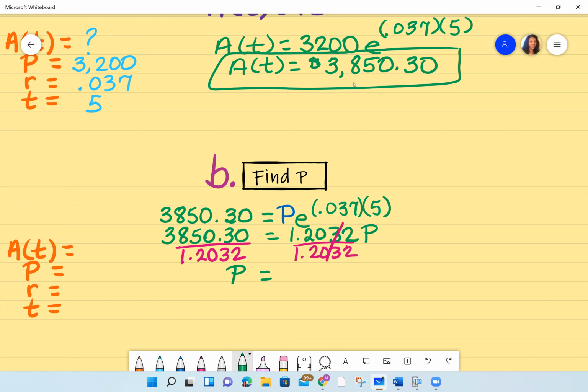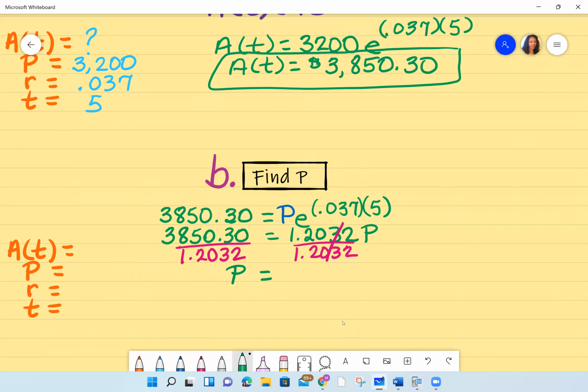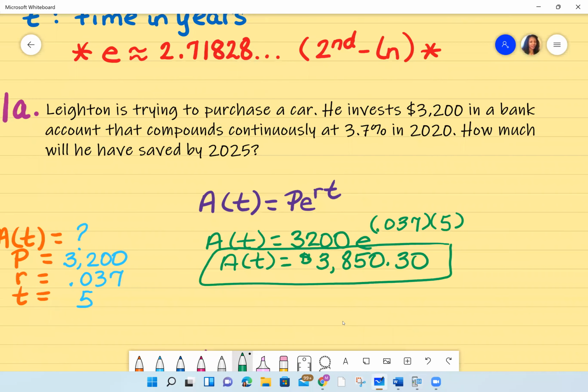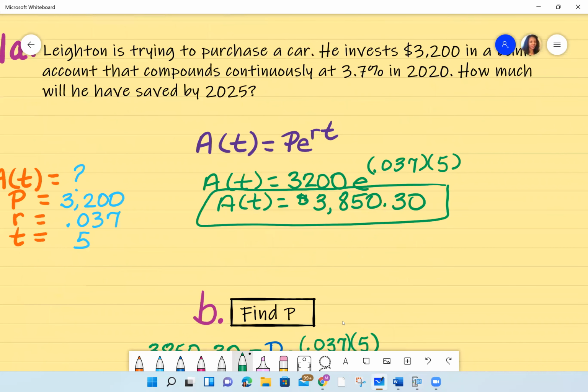What I'm going to do is just take this information, put it in the calculator. So that was 3,850.30 divided by, and if I wanted to, I can just go up and hit enter to copy that, and now hit enter again. So that tells me that's going to be approximately $3,200 for my P. But I already knew that. The reason I said I already knew that is because I'm using the same scenario from above. And I said P was 3,200, but I'm just letting you know how you can find each individual variable.